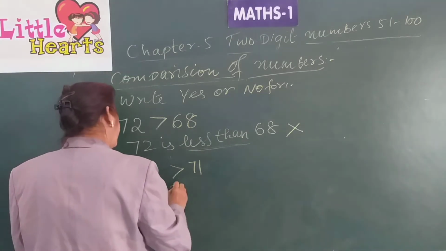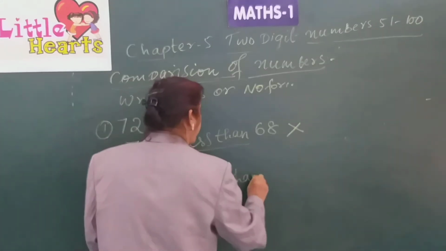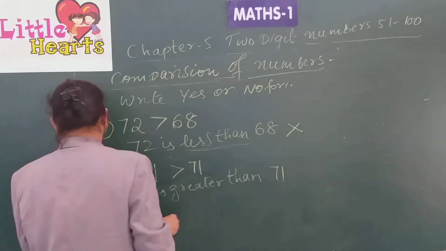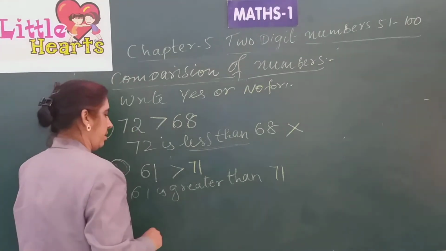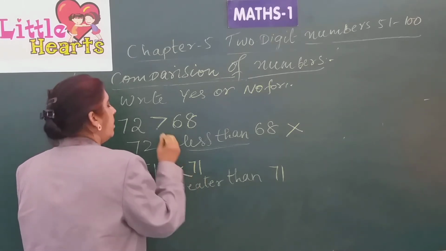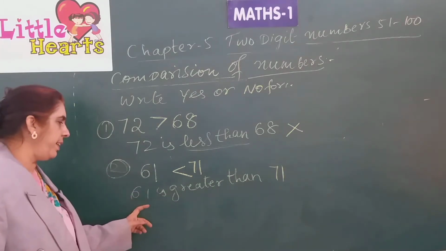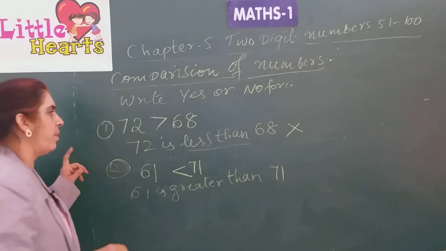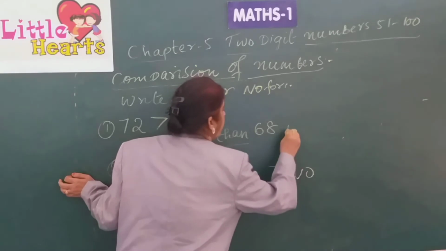61 is greater than 71. 61 less than 71 is given, and the statement is written as 61 is greater than 71. So the statement is no. This is also no.